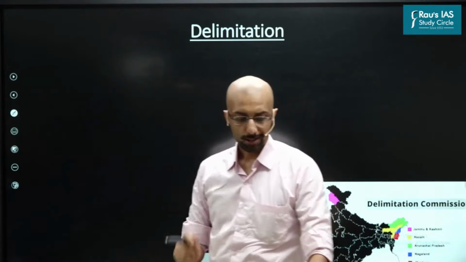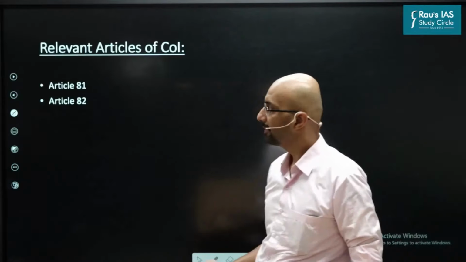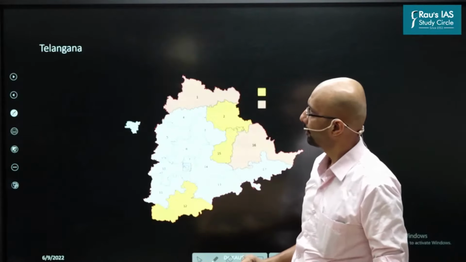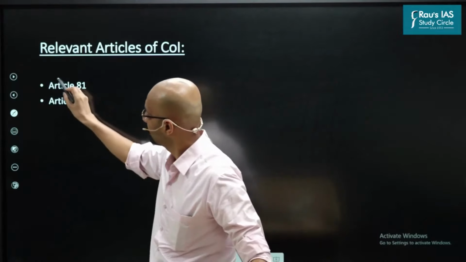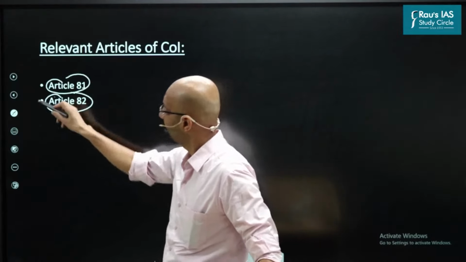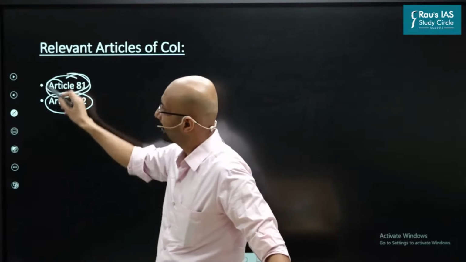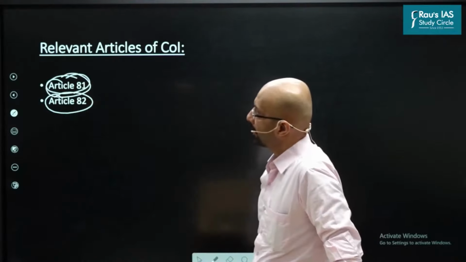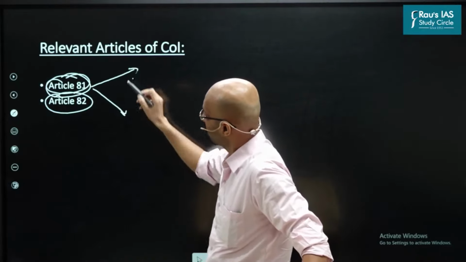Now, let us look at the relevant articles in our Constitution which deal with delimitation. Those articles are Article 81 and Article 82. What does Article 81 say? Article 81 says that we have to divide. It consists of two steps.